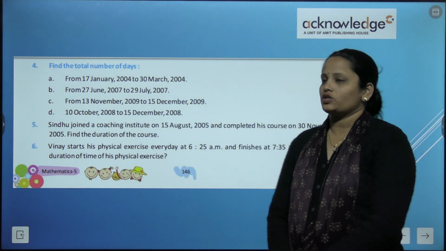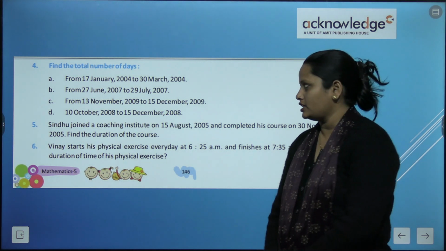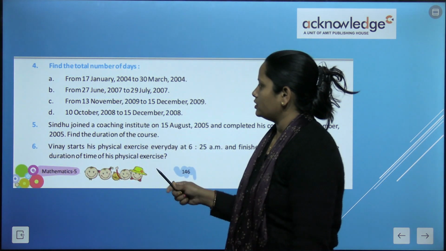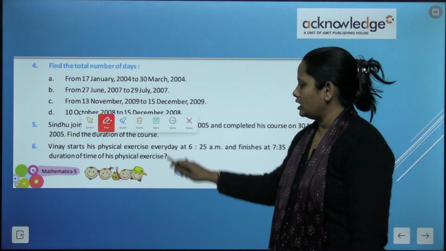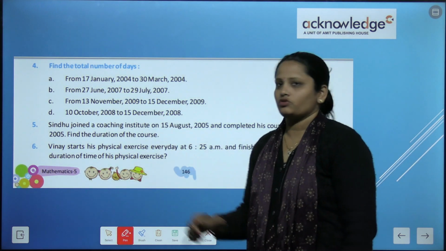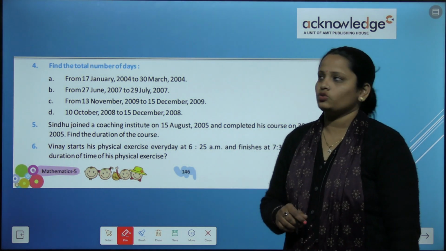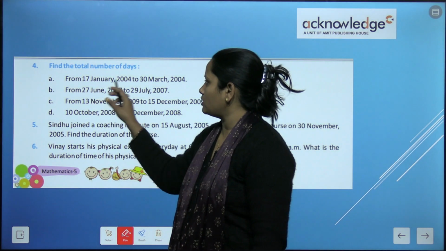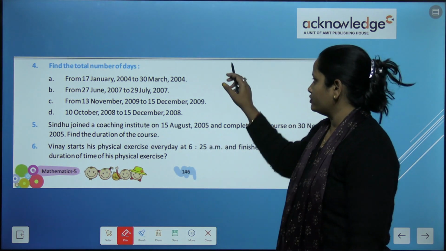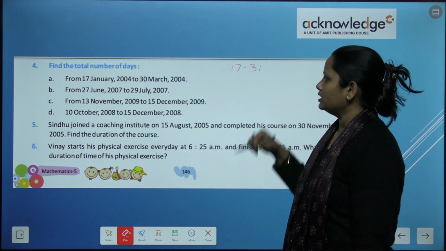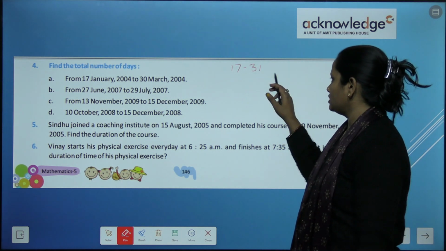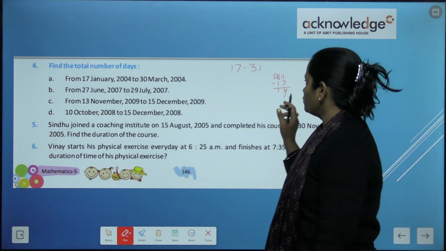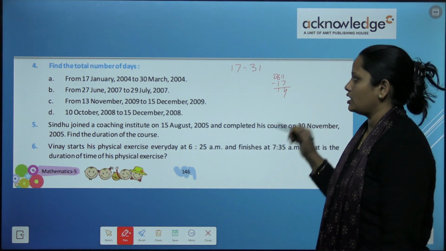So children, let's do question number 4 here. Find the total number of days. So here let's calculate the number of days between the given dates. We have to calculate the number of days between 17 January 2004 to 30 March 2004. So here we will first see 17 January to 31st January, we will calculate the days. So how many days are there? Let's calculate. So here it will be 14. So 14 days are there in January.